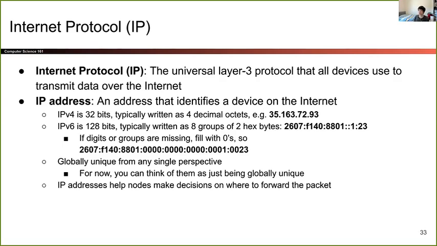These addresses help nodes make decisions on where to forward the packet. So maybe one of my rules is, if I receive a packet that starts with 1.5, I know I need to send it this way to get it close to its destination. Otherwise, I need to send it a different way. So these addresses are built to help routers route packets to where they're supposed to go.